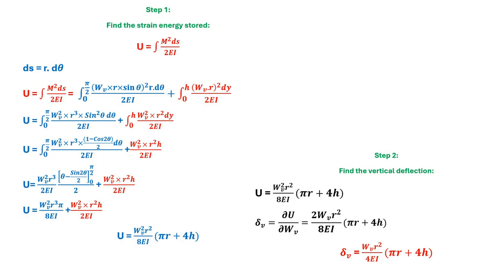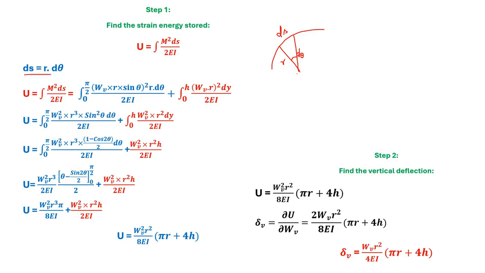So the expression for strain energy stored is U is equal to M squared ds by 2EI, and ds, as you see, is equal to R into d theta. If you have a curve like this, and this is said to be the arc length ds, and the angle theta is here, and the distance from this point to this point is the radial distance R. So basically this ds is obtained from R into d theta. So R multiplied by d theta is the ds.